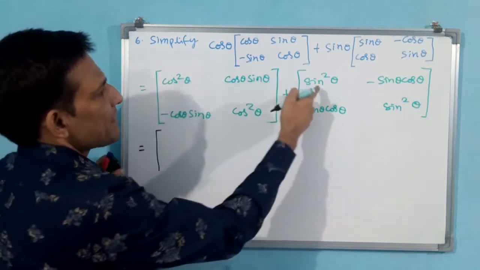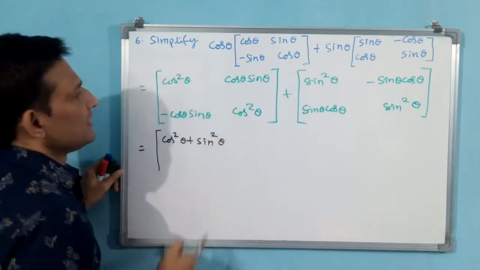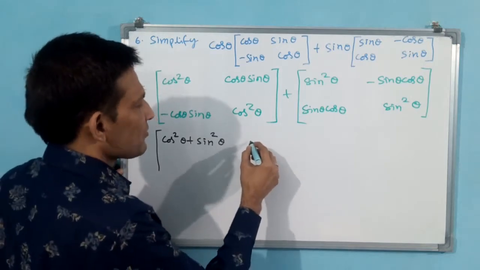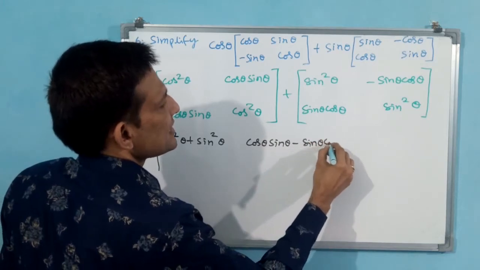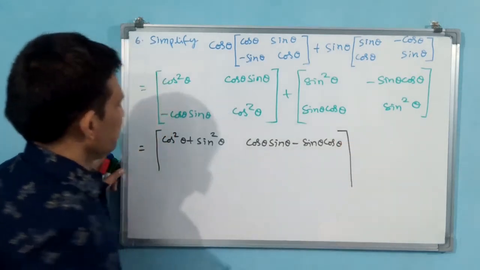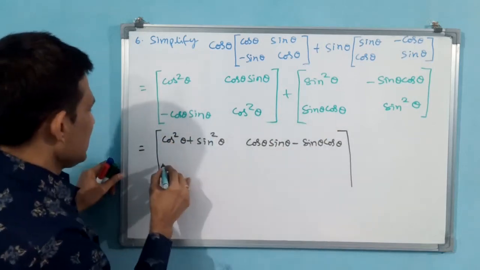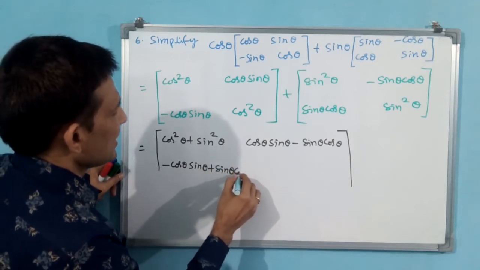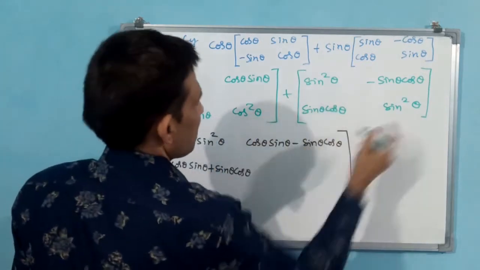Okay, now cos square theta plus sin square theta, write down. Cos theta sin theta minus sin theta cos theta. Shall we write first? Afterwards we will cancel out. Why? Because plus is there, that way minus you have to keep. Minus cos theta sin theta plus sin theta cos theta. Write down. Cos square theta plus sin square theta.